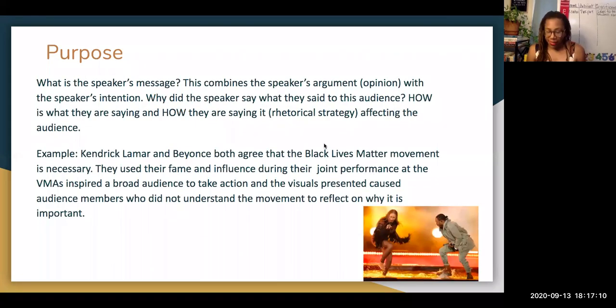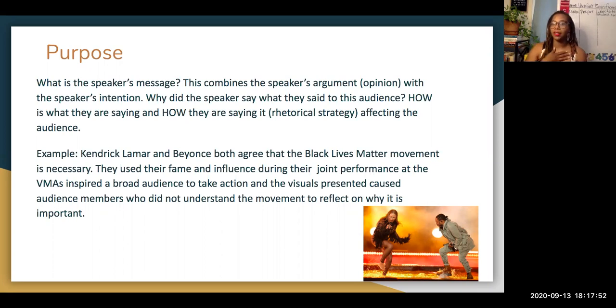All right, purpose. So we have the speaker's message here. What message or what lesson are they trying to teach us? Or what is the central idea? What's the message that they're trying to convey? This combines both the speaker's opinion about something and their intention, right? So let's say that I believe that all students should do their homework. That's just my opinion. I just think they should, right? But my intention is about convincing that audience. So my intention is to get you to do your homework.